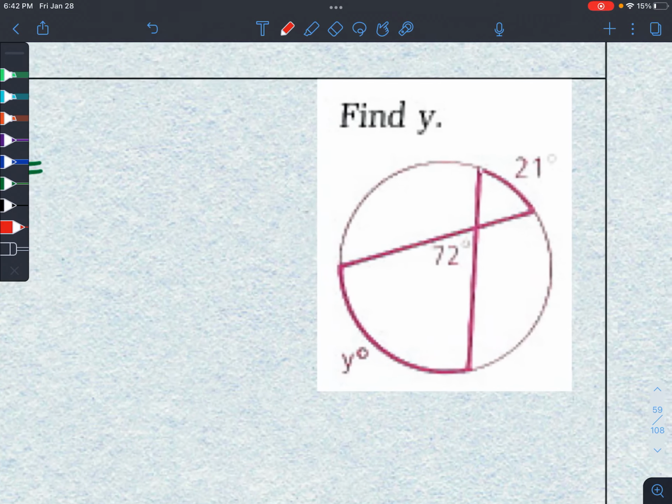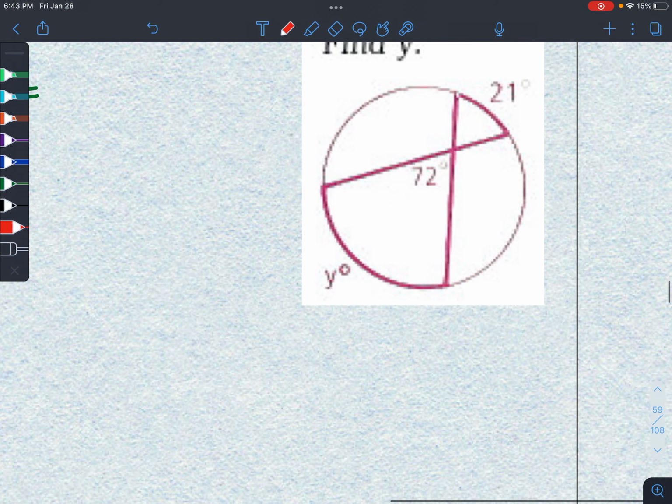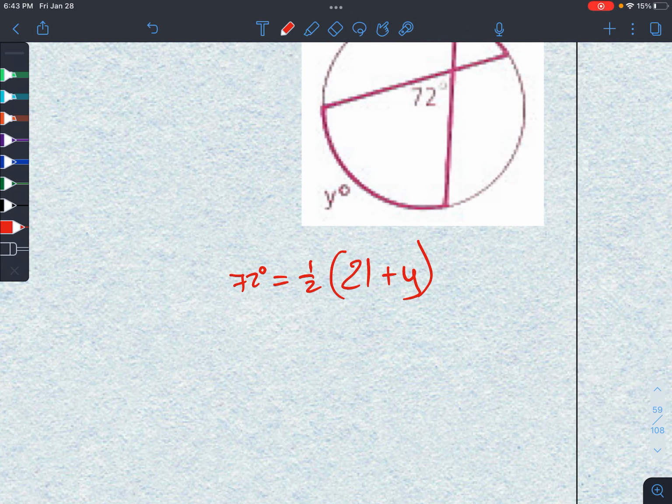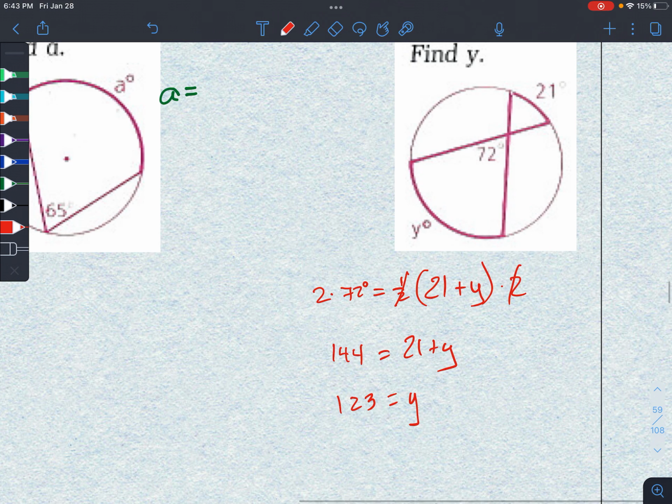All right? Now this is a little bit more challenging problem, because here we know one of them, don't know the other one. So again, 21 plus y, half of it has to be 72. Give you a moment there to solve that one out. I think the first thing I like to do in these problems is multiply by 2. That cancels the 1/2 for me. So I'm left with 21 plus y equals 144. Subtract the 21 and we get 123. All right? So we know this angle must be 123 degrees.